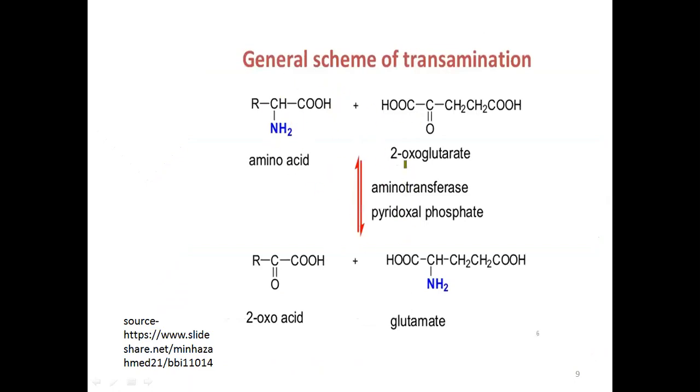This amino acid, keto acid, and in presence of amino transferase and pyridoxal phosphate, there is formation of the glutamate. This glutamate enters into the mitochondria. In the mitochondria, the glutamate forms NH4 plus. Okay, so this step is known as oxidative deamination. Okay, so let us move on.